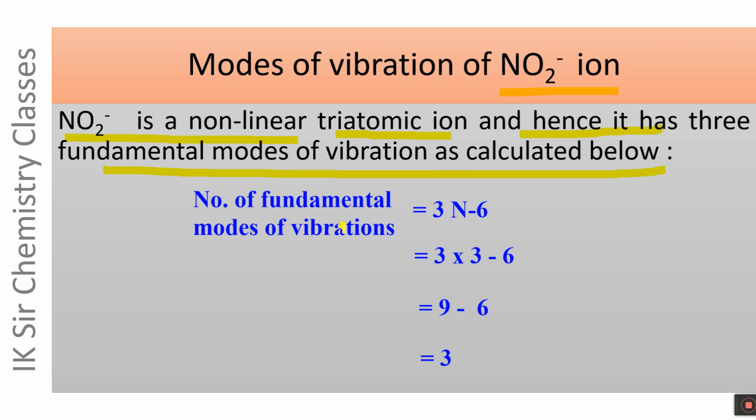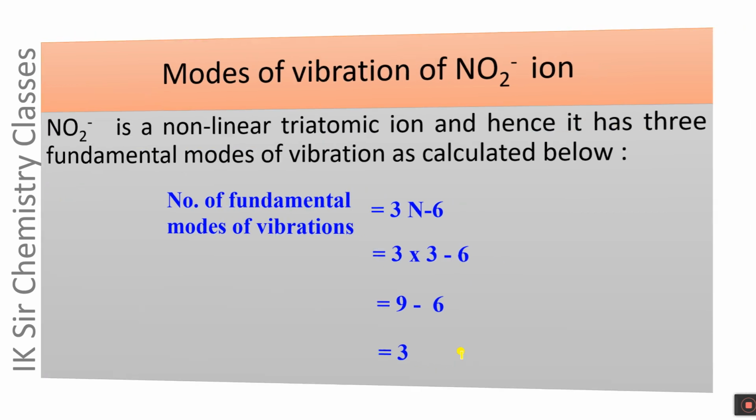The number of fundamental modes of vibration is given by 3n minus 6 for non-linear molecules, where n is the number of atoms present in the molecule. In this case, overall 3 atoms are present in NO2 minus ion, and hence n equals 3. It will be 3 multiplied by 3 minus 6, that is 9 minus 6, and the overall result is 3. It is obvious that NO2 minus, which is a non-linear triatomic ion, has three fundamental modes of vibration.